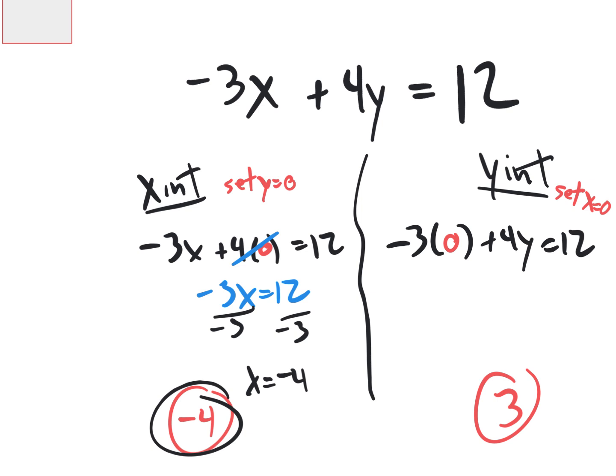So you could do this easily in your head without showing the work, but on the test, I would like you to show your work. On the other one, 3 times 0 is 0. Divide by 4, divide by 4.